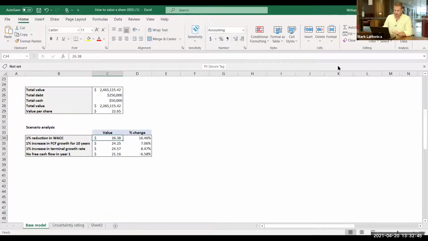So if I reduce that by 1%, the share value goes up to $26.38 compared to this $22.65. So that 1% reduction in weighted average cost of capital means the share price went up 16%. Why is that? The reason that's happening is because we are discounting future cash flows by less. So if the discount is smaller, it is worth more. Future cash flows are worth more, which means the company is worth more. That is why when interest rates go down, the value of shares goes up.